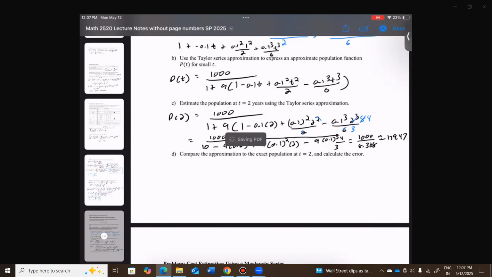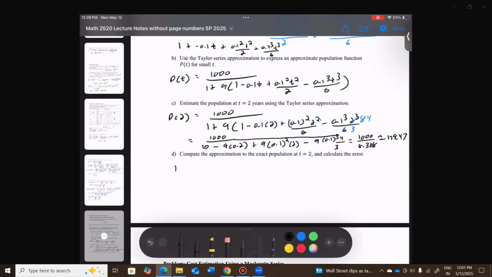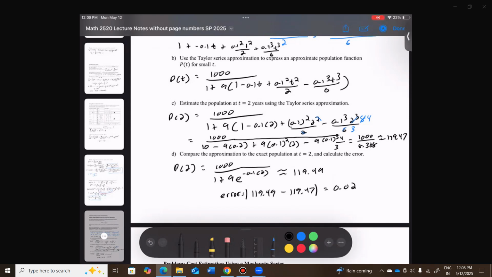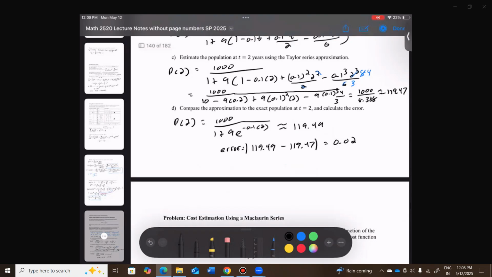Okay, so that's the estimate. Now we're going to look at the actual, and that's just using the formula. So P of 2 is 1,000 over 1 plus 9 e to the negative 0.1 times 2. If you put this in a calculator, you get roughly 119.49. And so your error here is 119.49 minus 119.47, which is 0.02. I'm taking the absolute value, so it doesn't matter which one goes first. You're about 0.02 off then.